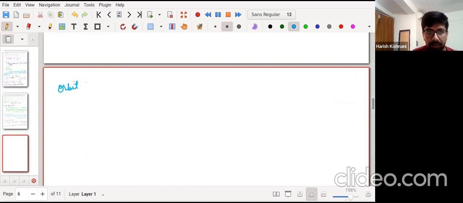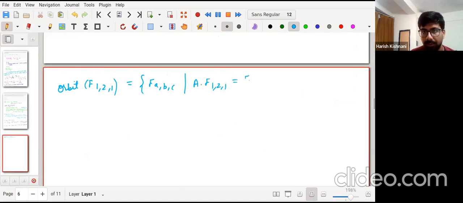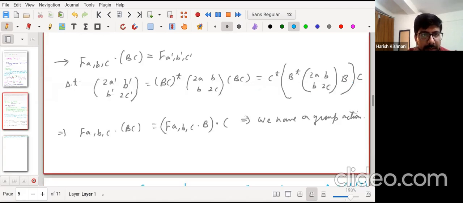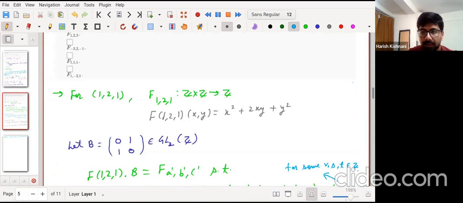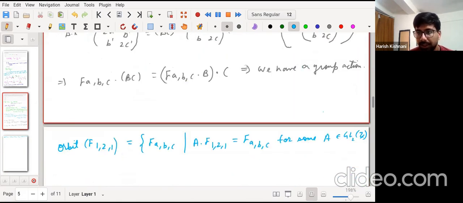Orbit of f(1, 2, 1). So it will contain all those elements f(a, b, c) such that A of f121 is f(a, b, c) for some A in your GL2 set, right? I hope they are using the notation GL2 Z. Just let me check. Yeah, GL2 Z. Okay, so this is the definition of the orbit of f121.